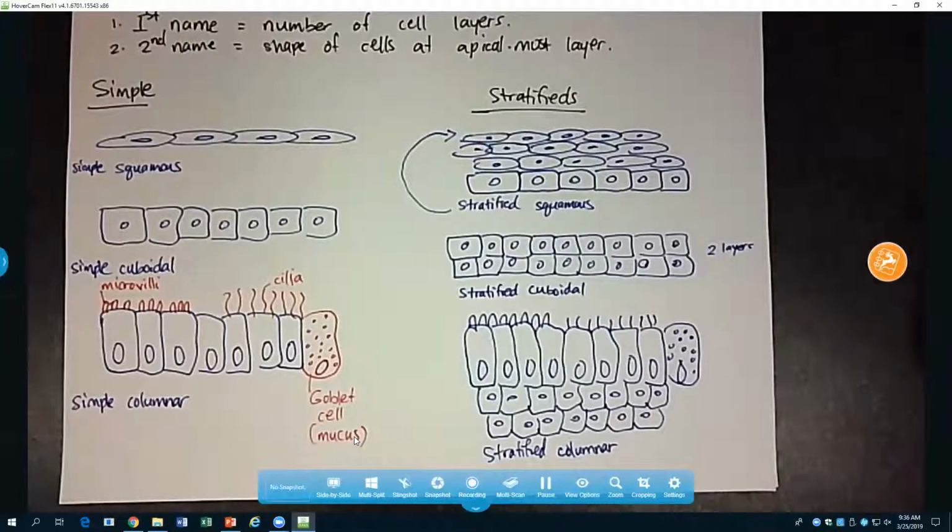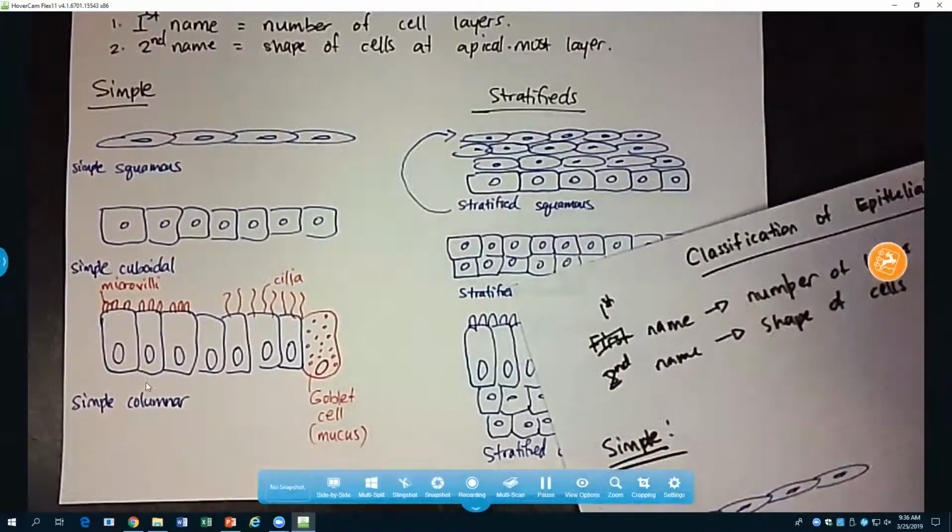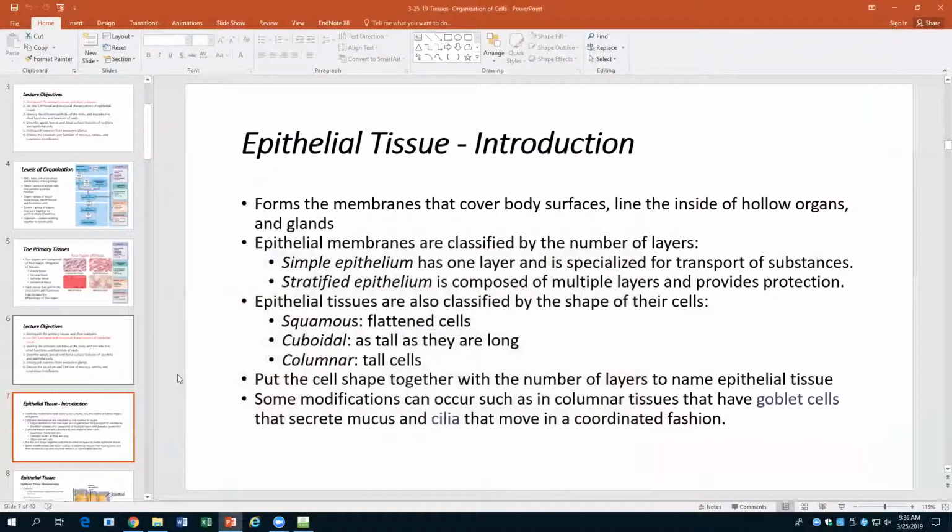Okay, done with this image. Can we move on?